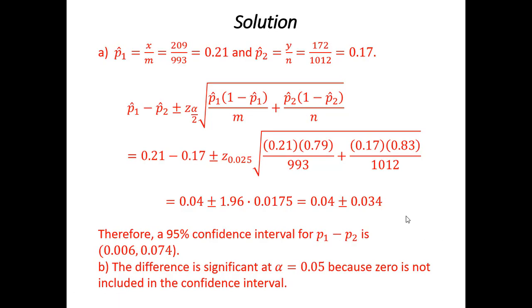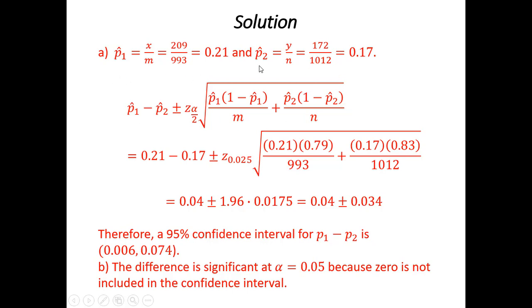All right, so here are the calculations for the confidence interval. We find P1 hat is 209 over 993. So this gives us a proportion of 0.21 or 21%. P2 hat, you could see we get 17%. So it does seem like they are in fact different. The P1 proportion does seem higher. We'll eventually see, is this significantly higher? We'll be able to answer that. But first, let's put together the confidence interval.